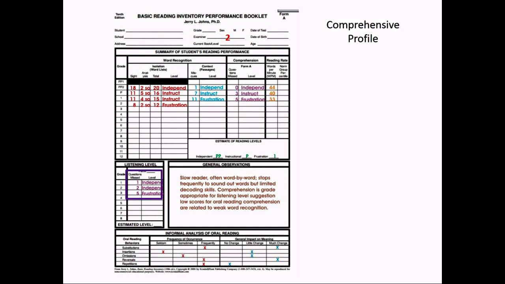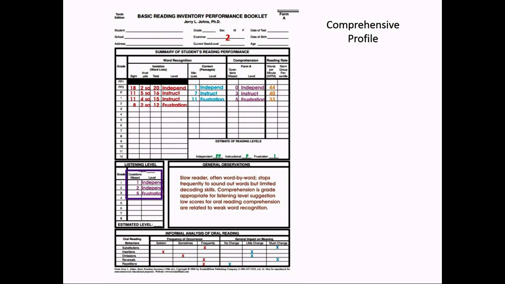And you can see that when the child read the passage orally, they were independent at the PP level, instructional at the P level, and frustrated at the first grade level. But when I gave them a listening comprehension, they were independent for first and second grade, and then frustrated at the third grade level. So basically that's telling me that the child was making all of those mistakes at the oral reading level because they can't actually read very well. But if they were able to read it, they could comprehend it.